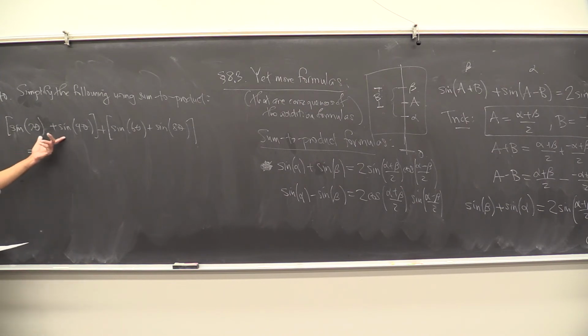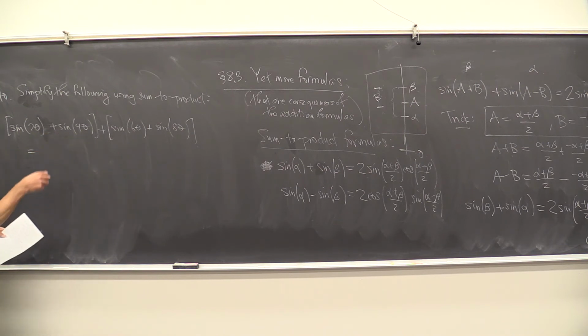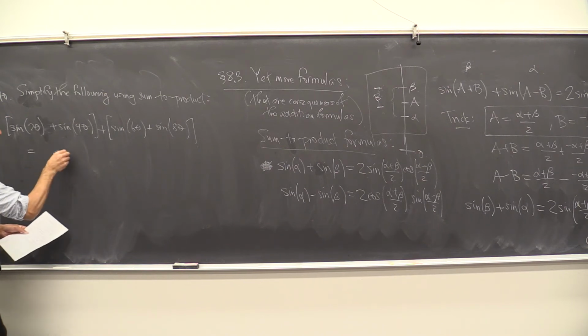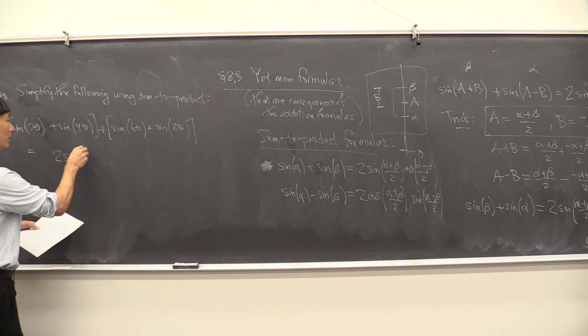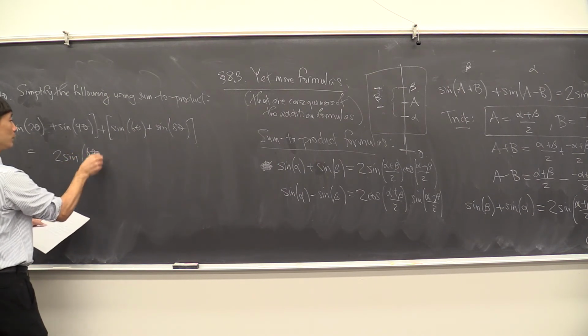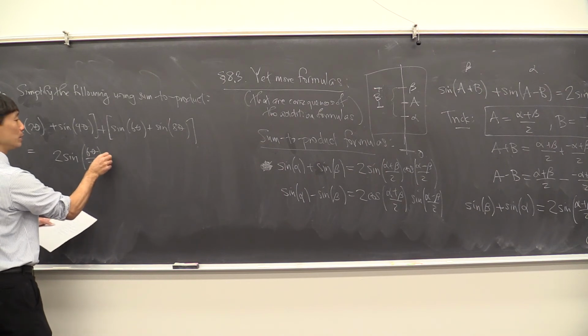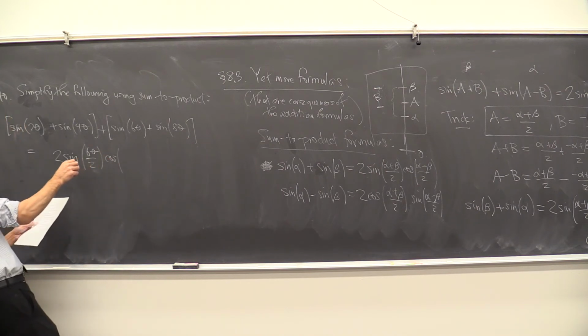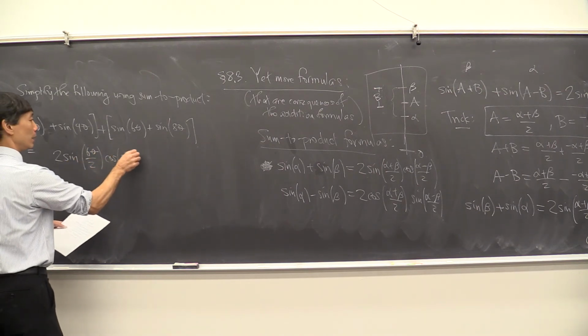Okay, somebody tell me what we get when we apply the formula to this first sum. Right, we've got sine of something plus sine of something. What are we going to get? Somebody just read it off to me. 2 sine of (2 theta plus 4 theta) over 2. So 2 sine 6 theta over 2 times cosine of what? Negative 2 theta over 2.